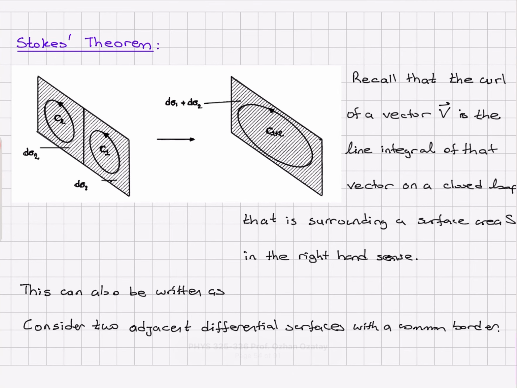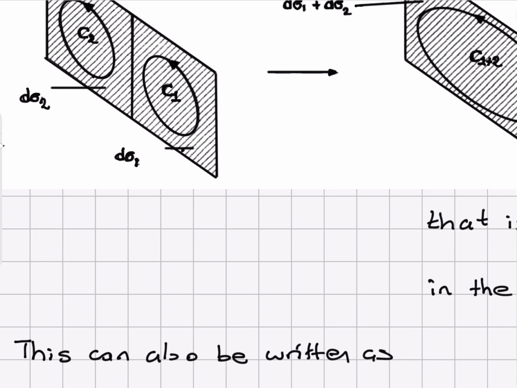Stokes theorem. Let's recall that the curl of a vector v was also the line integral of the vector on a closed loop surrounding a surface area S in the right-hand sense. And if I take a component of that curl, for example, z hat dot curl v, this can be written as the limit as the surface area and the loop go to 0.